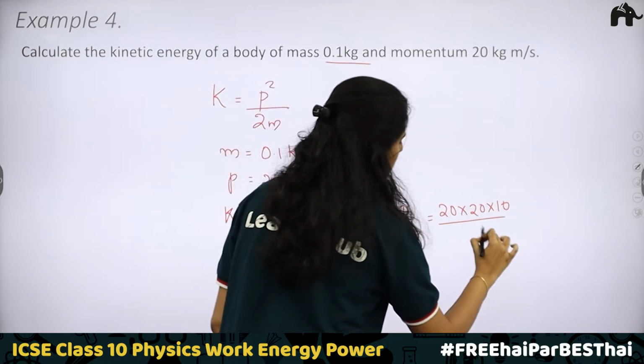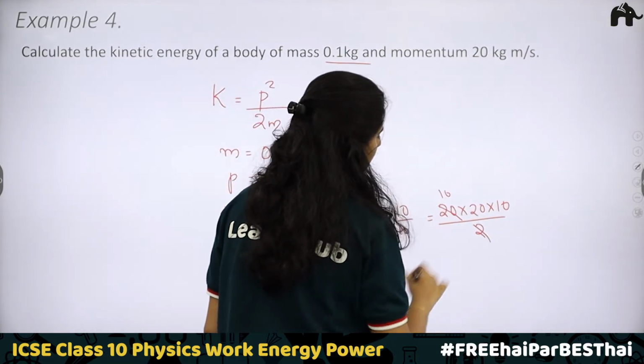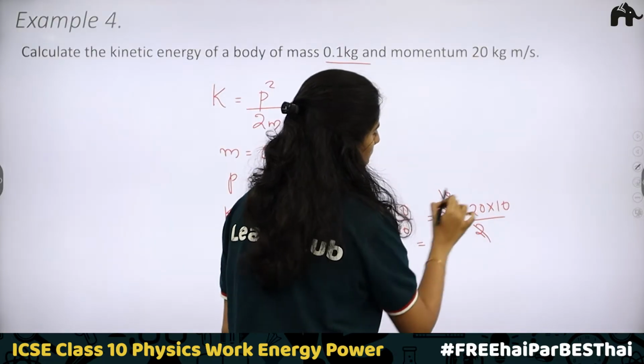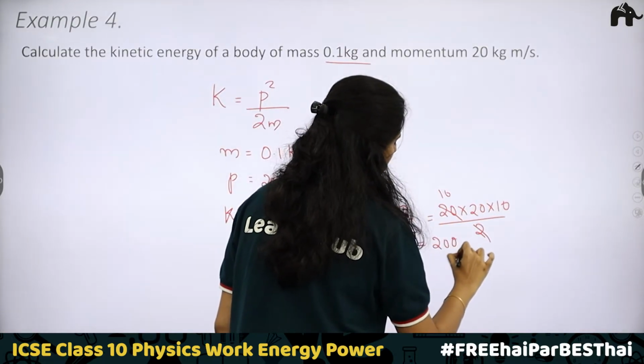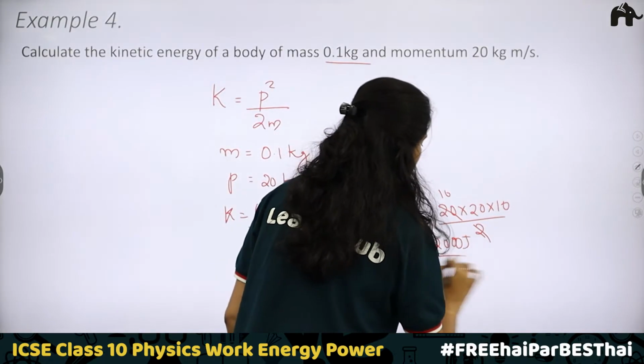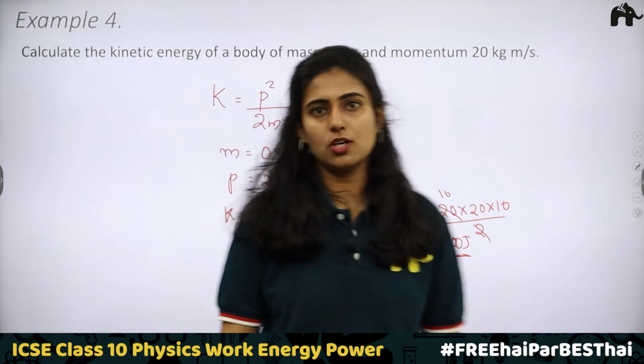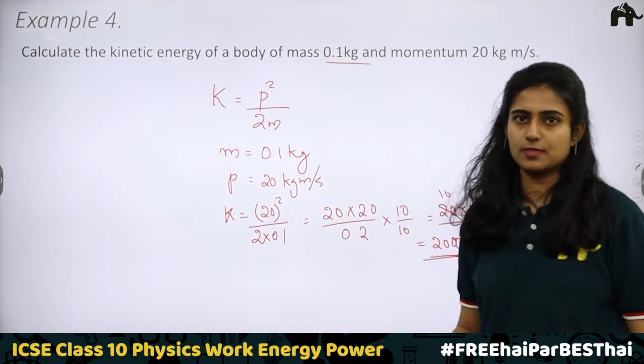0.2 into 10 is 2. Cancelling, here we get 10. 20 into 10, 200 into 10, 2000. So, 2000 joules is the kinetic energy. The unit of kinetic energy is joules.